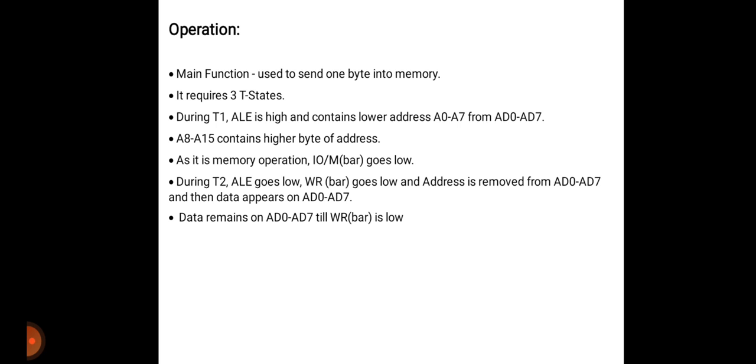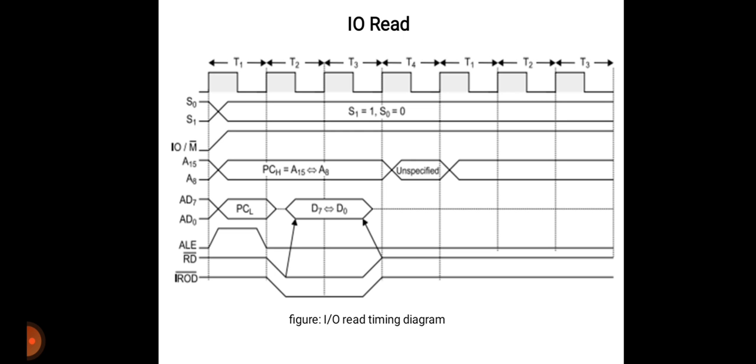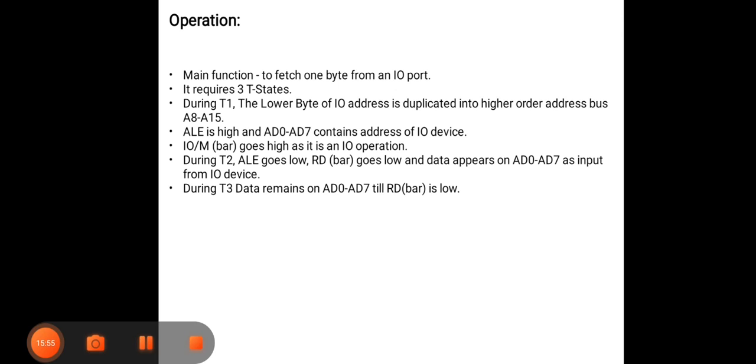Then next one is our input output read. You can see the diagram of the input output read timing diagram. Also this has 4 states T1, T2, T3, T4, and the condition of operation is S1 equals 1 and S0 equals 0. Now we will see the operation in detail. The main function of this timing diagram is to fetch one byte from an input output port. Also it requires 3 states only.